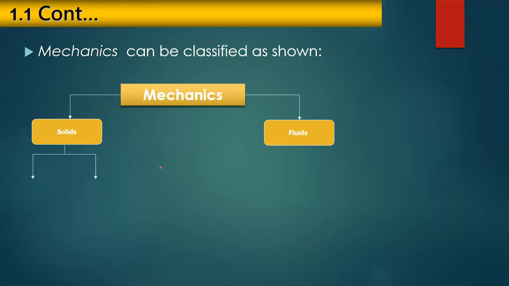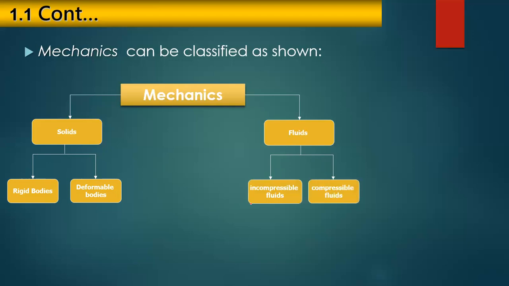Then under solids, we have two components that we can discuss. We have rigid bodies and deformable bodies. Before we talk about rigid bodies, let's first look at the fluids. Under fluids, we also have two components: fluids that are compressible and fluids that are incompressible. So this is what we have there.